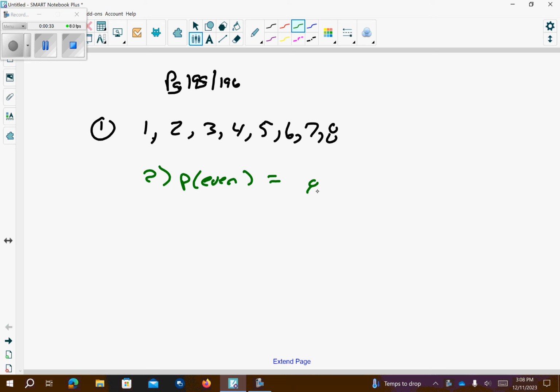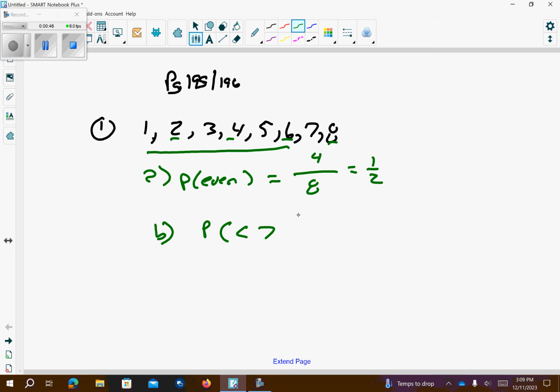You have 8 outcomes, 1 through 8, and the even numbers are 2, 4, 6, and 8. So reduce it, so you have a 1 in 2 probability. Probability that you roll less than a 7, so it's 1, 2, 3, 4, 5, 6. So there's 6 outcomes out of 8, which is 3 out of 4.